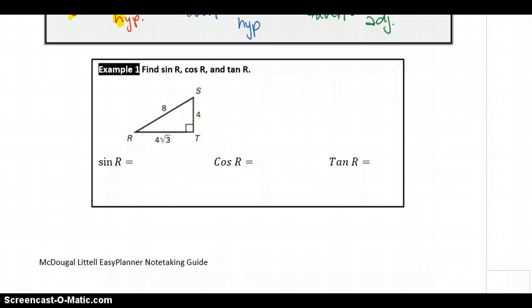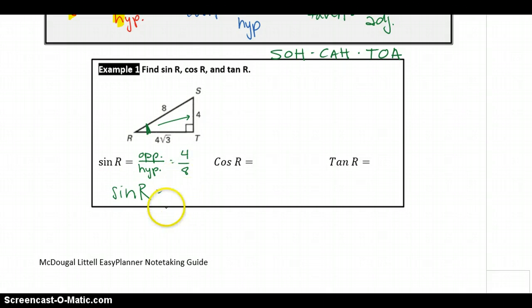It asks us to find the sine, cosine, and tangent of R. So remember that word we're supposed to remember, write it on the top. It's SOHCAHTOA. So to find sine of R, we're going to take the opposite side and the hypotenuse. If we look here at angle R, the side that is opposite is 4, and the hypotenuse is 8. So the sine of R is equal to 4 over 8, which reduces to 1 over 2.